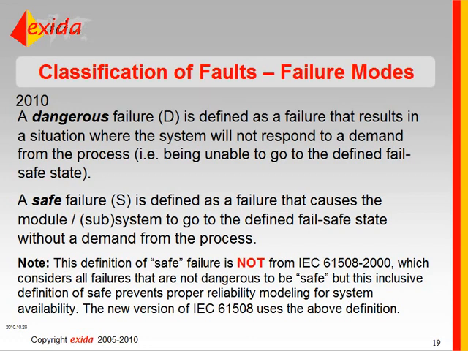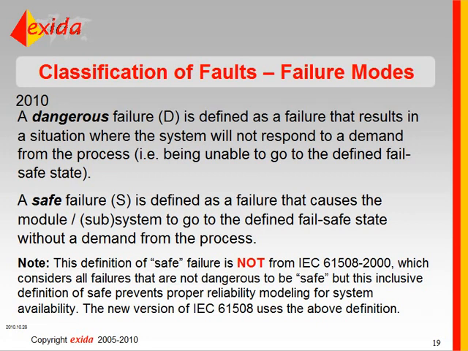A safe failure is one that causes the module to go into a defined fail-safe state without a demand. So in other words, if the fail-safe state is to shut down the system, turn all the outputs off, a safe failure is one that does that even though there's not a demand, there's not a high gas concentration, there's not a presence of a hazard.